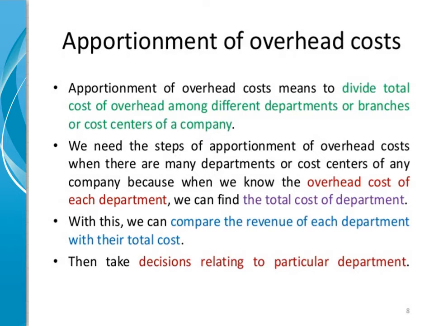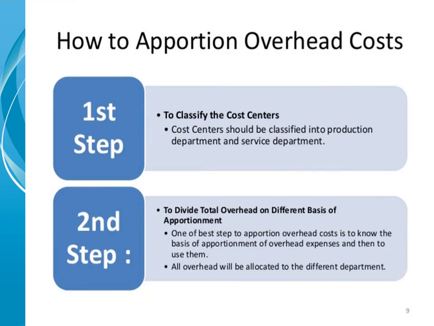Overhead cost of each department is known and the total cost of the department is calculated. With this, we can compare the revenue of each department and the decisions relating to the particular department are taken. Basically, this apportionment and allocation is done for the control of the cost. Now we can see how to apportion the overhead cost.